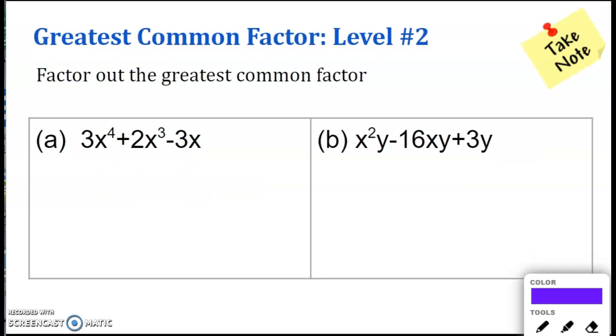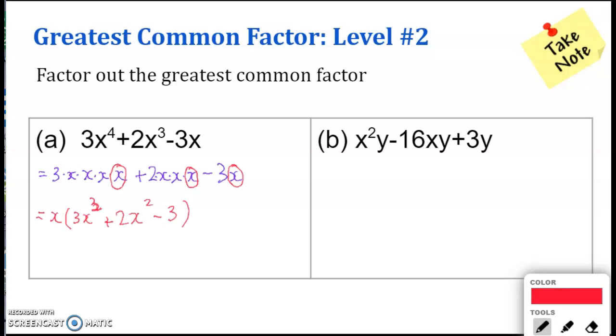Okay, so at this point, you are going to be doing some more problems. So please pause the video and try to factor out the greatest common factor first. First, you look for numbers, the coefficients, to see if there are any common factors in the coefficients. And once you're done with that, you look for variables. Since 3x to the power of 4 is 3 times x times x times x times x, and 2x to the power of 3 is 2 times x times x times x, and minus 3x is negative 3 times x, I can see that x is common to all three.